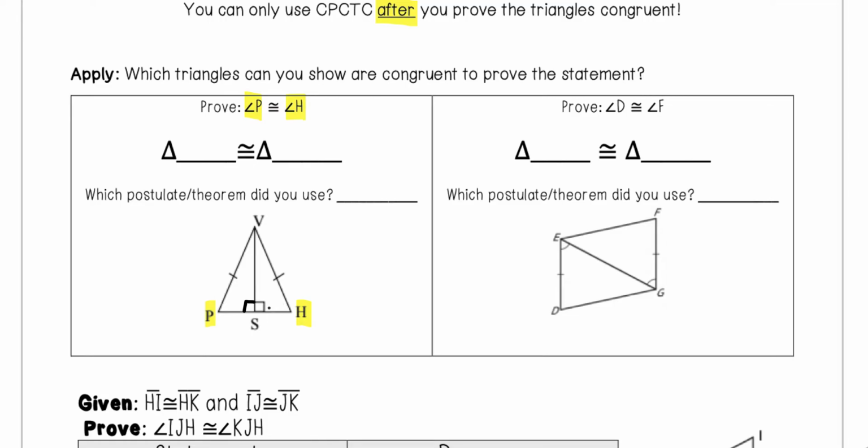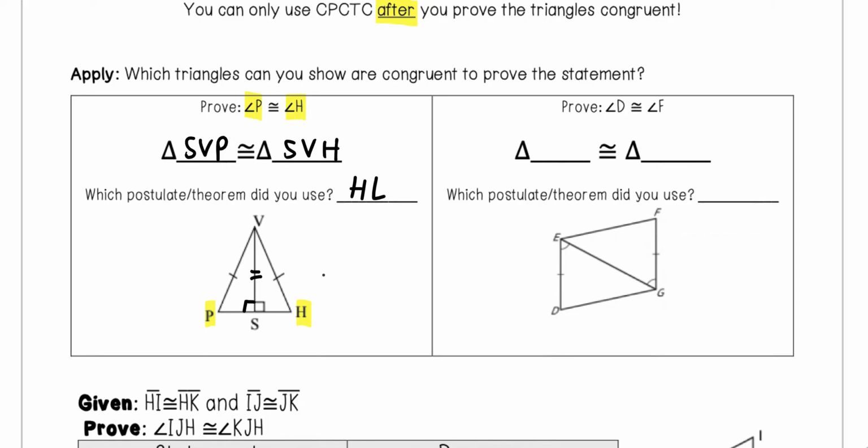When you deal with right triangles, you can always ask yourself, will Hypotenuse Leg Theorem work? When I notice that the hypotenuses are congruent, then I'm just looking for another leg. And by reflexive property, we could say that VS is congruent to itself. So now we have enough information to use the Hypotenuse Leg Theorem here. And that will give us the ability to say that triangle SVP is congruent to triangle SVH.